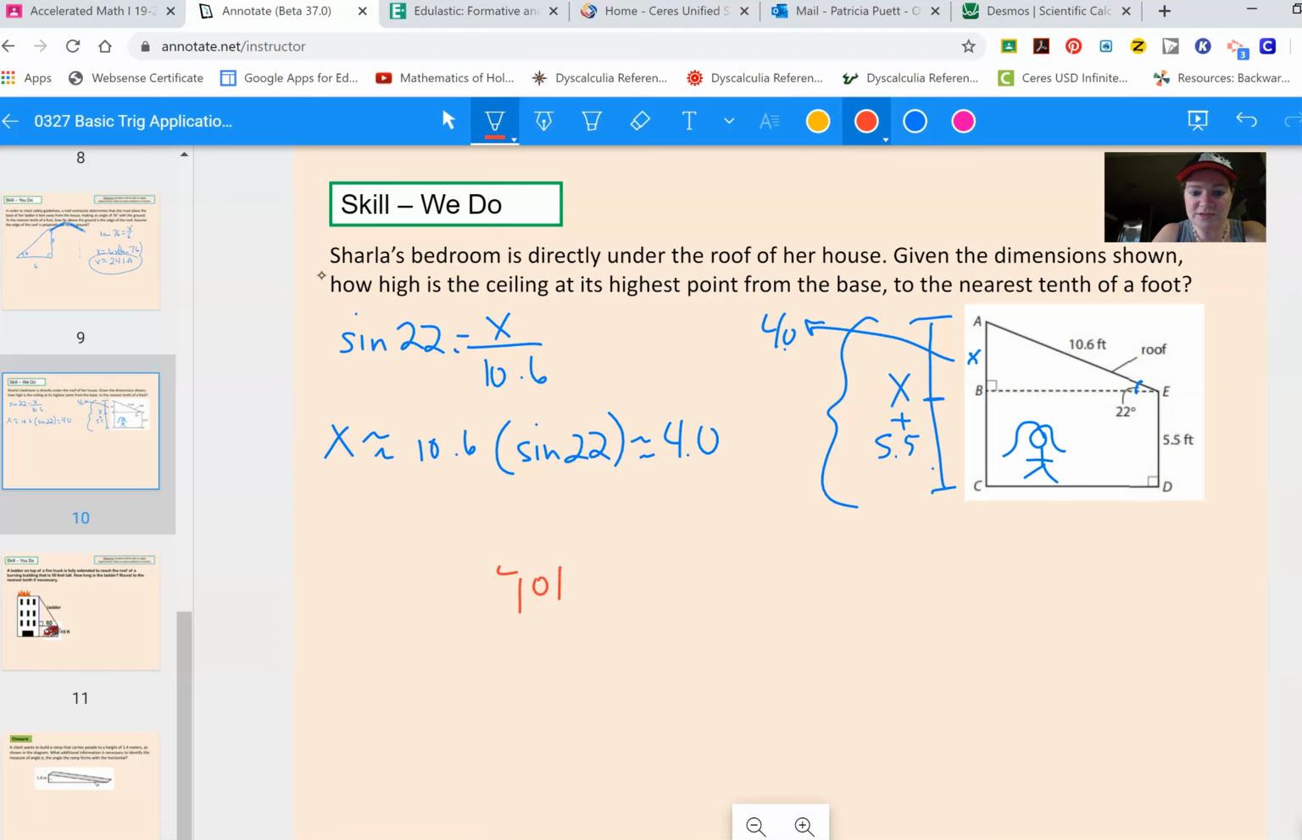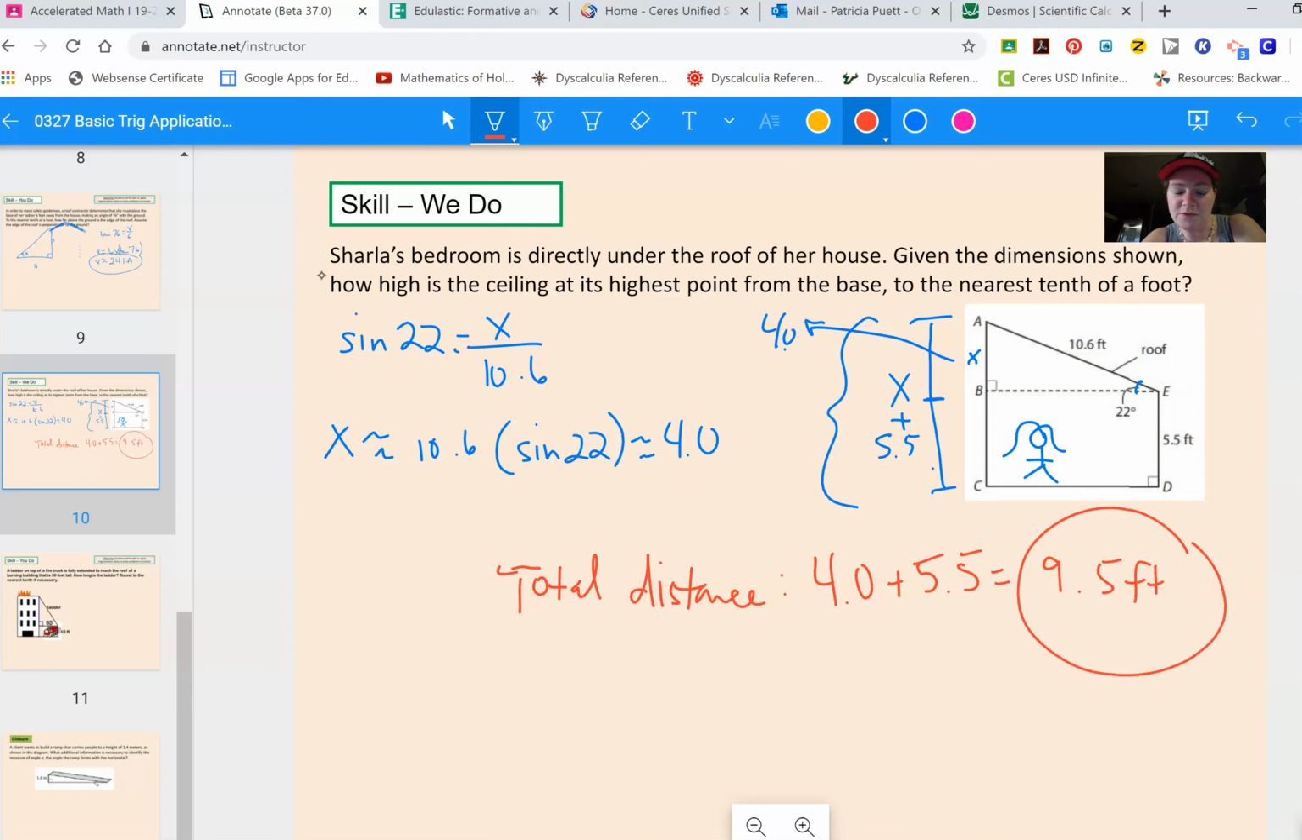So the total distance from the base to the very tip of the roof, or the tip of the ceiling, is going to be the estimated 4.0 plus 5.5, which is about 9.5 feet. Okay, so how high is the ceiling at its highest point from the base? So the ceiling is about 9.5 feet from the base at its highest point.